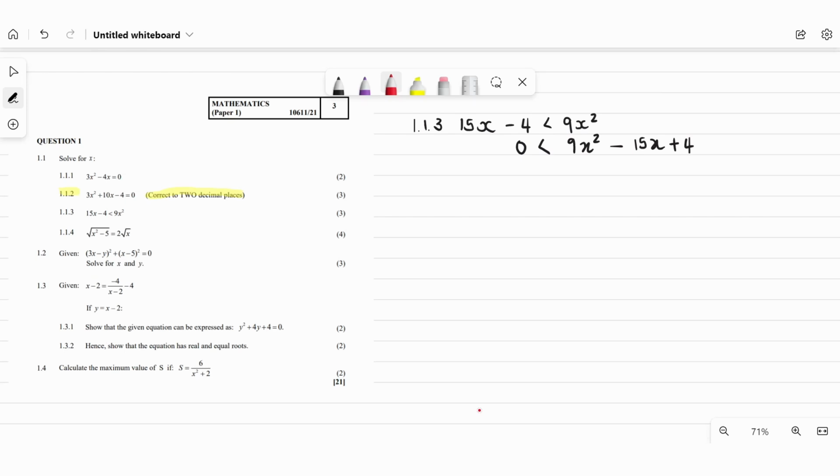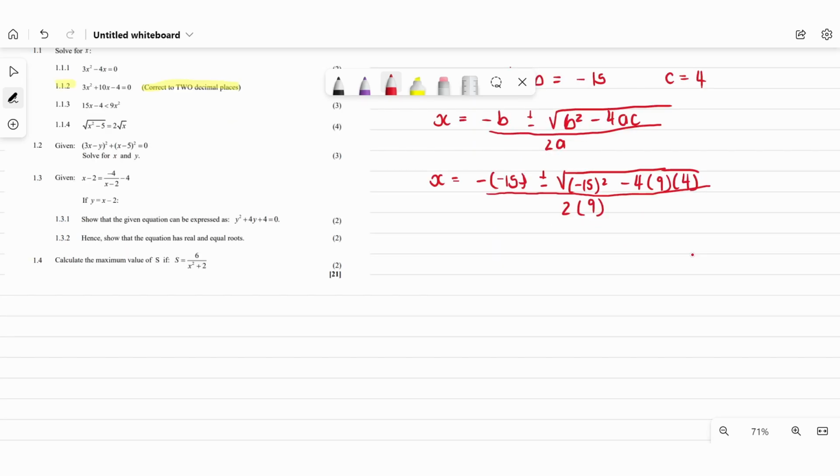So you're going to find your a, which in our case is 9. Then you're going to find your b, which is negative 15. Then your c, which is positive 4. We're going to substitute into the quadratic formula. When we substitute for the negative and the positive, we're going to have two values: x is equal to 4 over 3, or x is equal to 1 over 3.